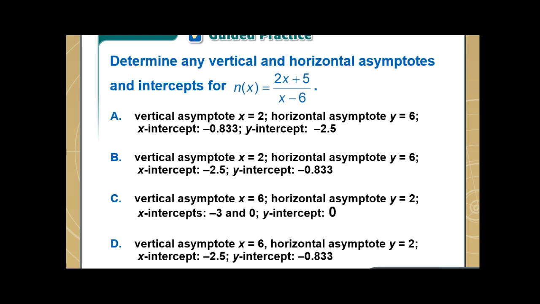So here is your practice question. You have n of x equals 2x plus 5 over x minus 6. See if you can figure out those asymptotes and intercepts.